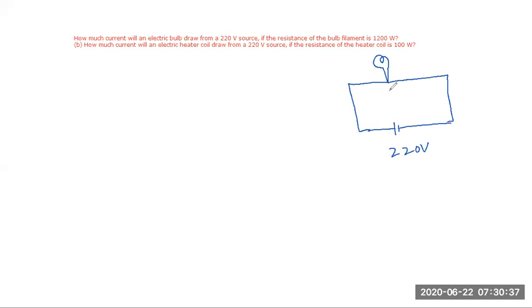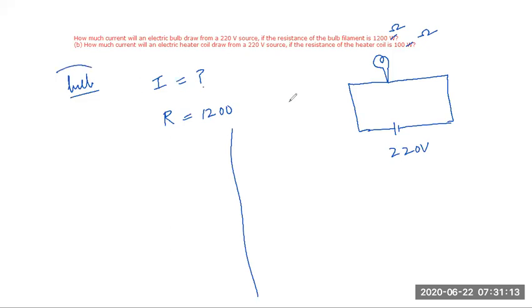Now we want to find out how much current the bulb will draw from the 220 volt source if the resistance of the bulb filament is 1200. I'm sorry, this is not watt. Resistance is given in ohms. This is also ohms. So in the first case, we talk about a bulb. In the other case, we talk about an electric heater, which we normally use in our house in winters.